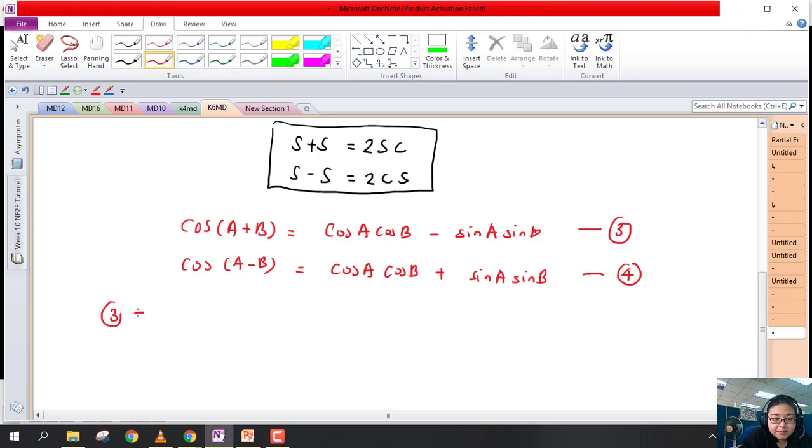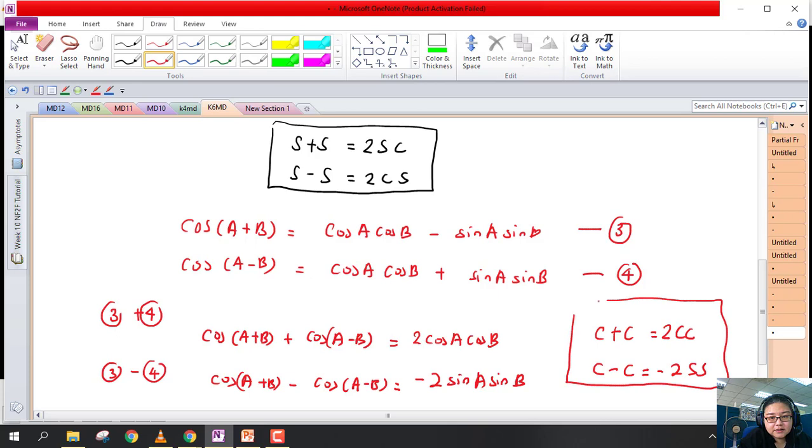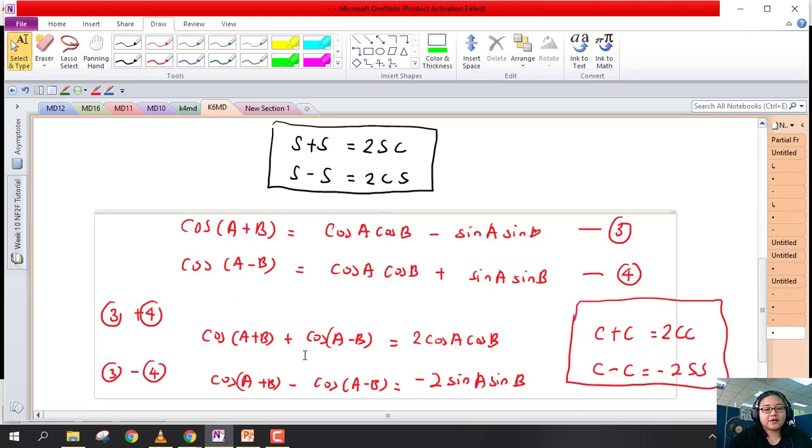When I do the summation, it is cos plus cos: cos A plus B plus cos A minus B. What did you notice? The terms with negative 1 are eliminated, so you get 2 cos A cos B. When you do the third minus the fourth one, it becomes cos A plus B minus cos A minus B, and you find that it is negative 2 sine A sine B. That's why we call this one C plus C equals CC, and C minus C equals negative 2 S. This is what we call the factor formula.